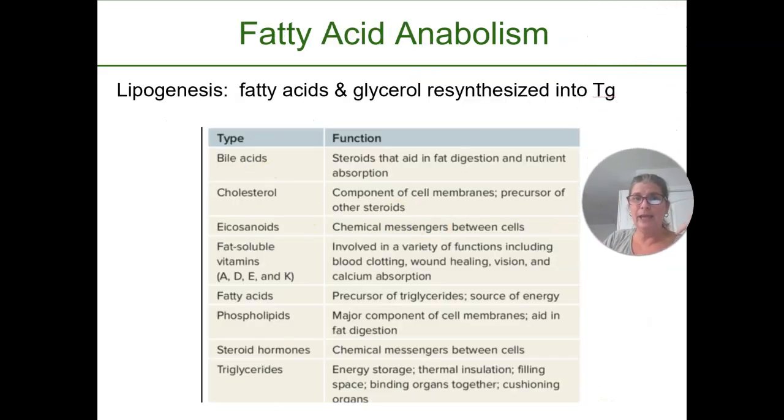Just a quick look at lipogenesis. We also need fatty acids and glycerol, which can be taken in by our cells and resynthesized into fat. These are just some examples of fats that we would possibly need to make, like steroid hormones, estrogen, testosterone. We want cholesterol as part of our cell membranes. We need the phospholipids for cell membranes. So lipogenesis is the building of fat for function, where lipolysis is breaking it down.